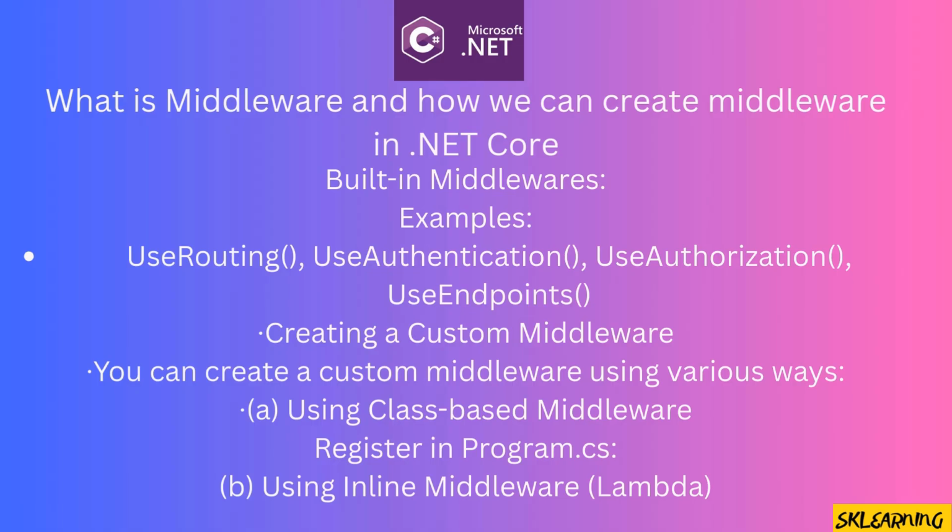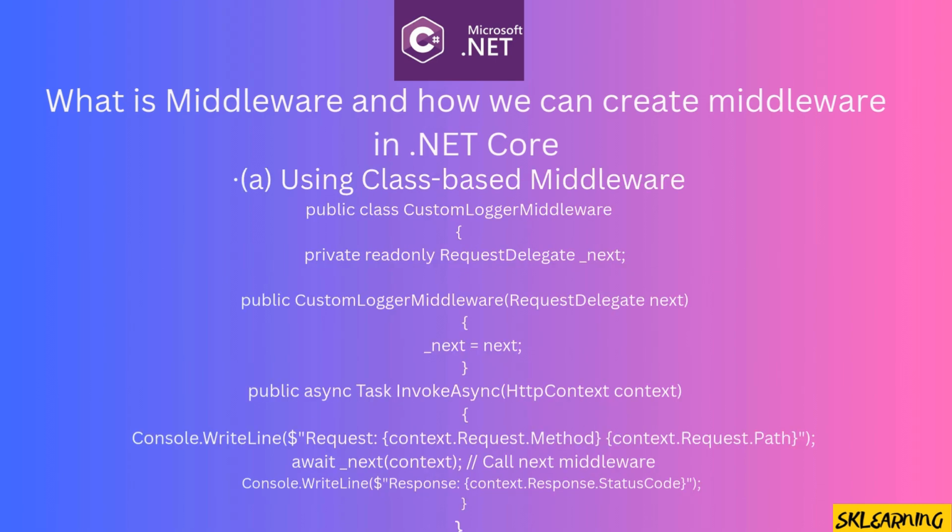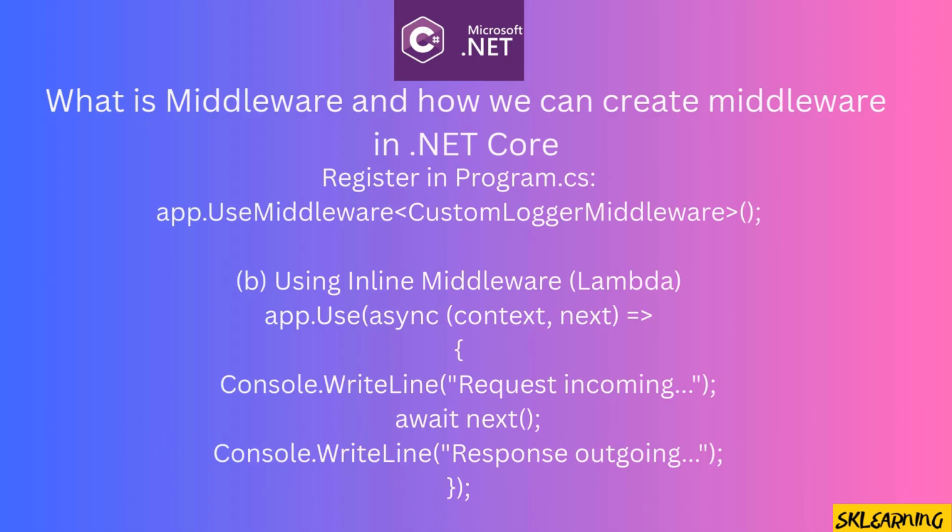Now let's see how to create a custom middleware. Custom middleware using class-based approach. See this while showing the code. Here is a simple custom logger middleware. It prints the request details before the next middleware runs and prints the response details afterward. Then register it in Program.cs. We can also create middleware inline using the Use method.